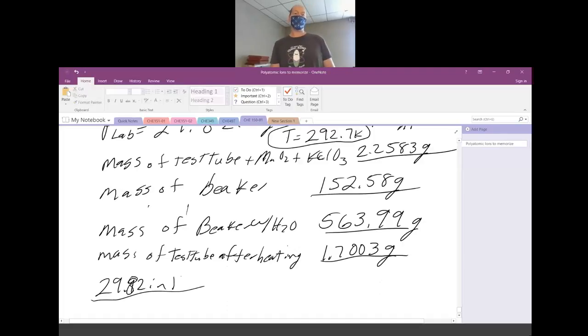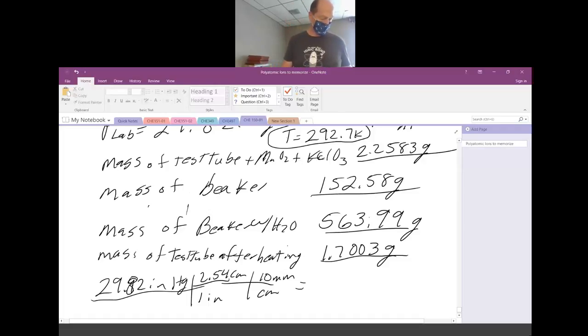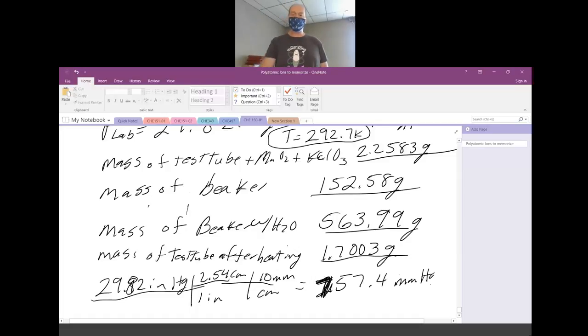All right, so that's inches of mercury. In 1 inch there are 2.54 centimeters, and 1 centimeter has 10 millimeters. And so when you push all the buttons there, you get 757.4. So it's a little less than 1 atmosphere. This is in millimeters now of mercury.